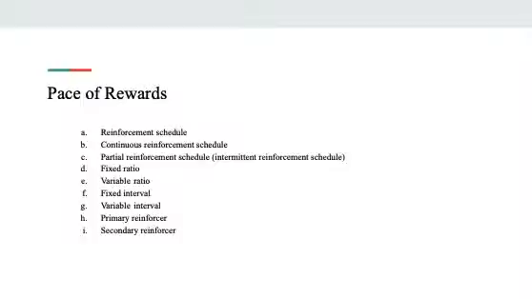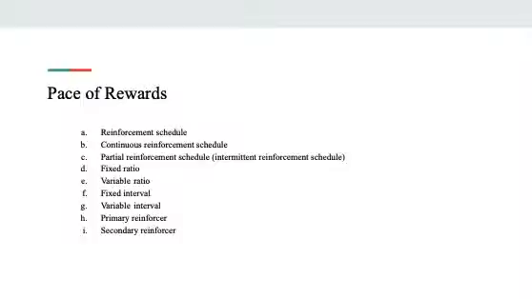Partial reinforcement schedule, or intermittent reinforcement schedule. The rewarding of a behavior only some of the time it is displayed. Fixed ratio, a schedule in which every nth response is rewarded. Variable ratio, a schedule in which the number of responses required to obtain reward changes.